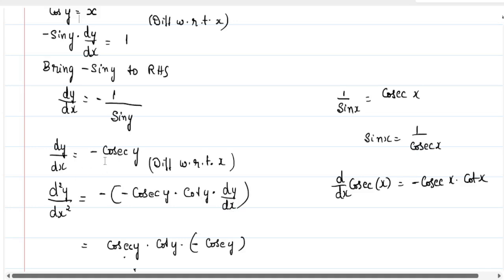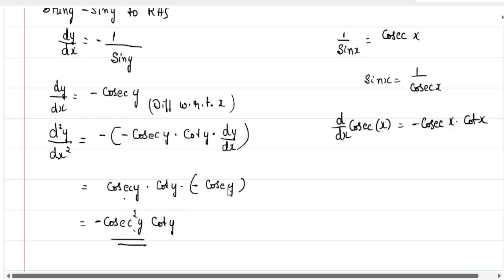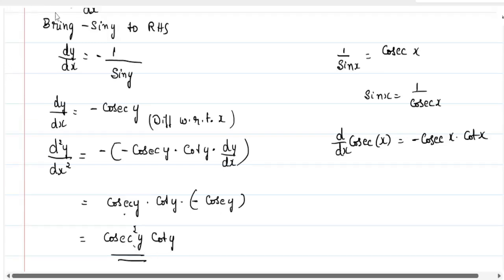dy by dx can be written as minus of cosecant y. Substitute dy by dx as minus of cosecant y. So cosecant y into minus of cosecant y, you will get minus of cosecant square y into cot y. This is the answer. We'll go to the next question.